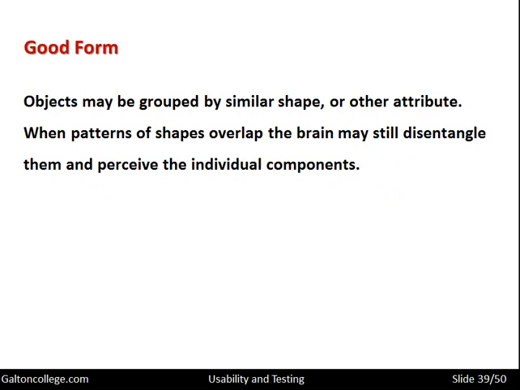Good form. Objects may be grouped by similar shape or other attributes. When patterns of shapes overlap, the brain may still disentangle them and perceive them as the individual components. So we look at similar shapes or other attributes, and when patterns of shapes overlap, we can still disentangle them.